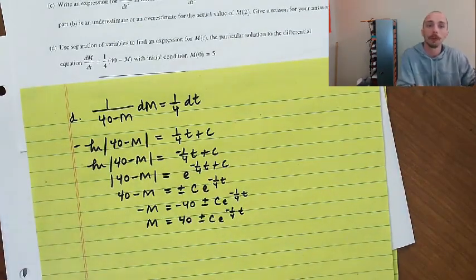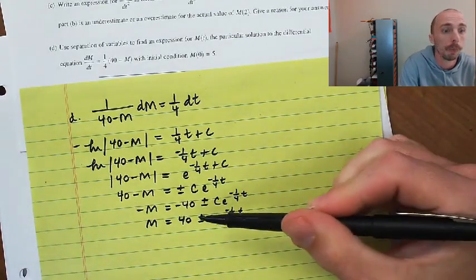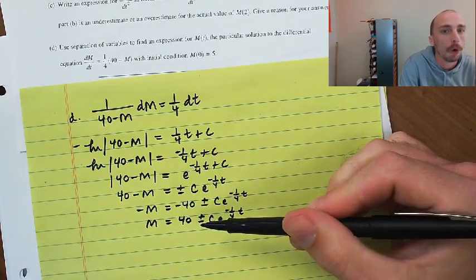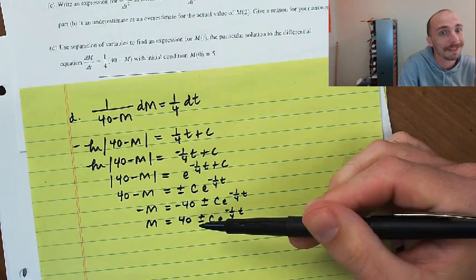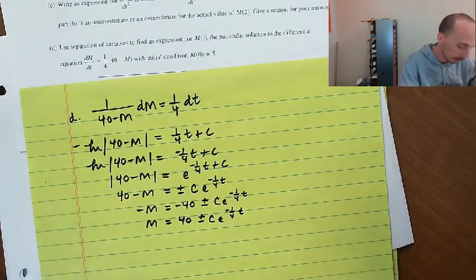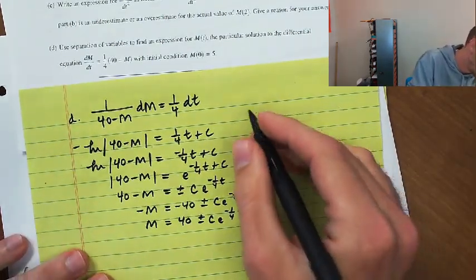Now I'm going to use my initial condition to find out the value of c and whether this is a plus or a minus. The fact that they told us that m of t is always less than 40 for all t is telling me that I'm probably going to need the minus here. But we'll use our initial condition and let that guide us.